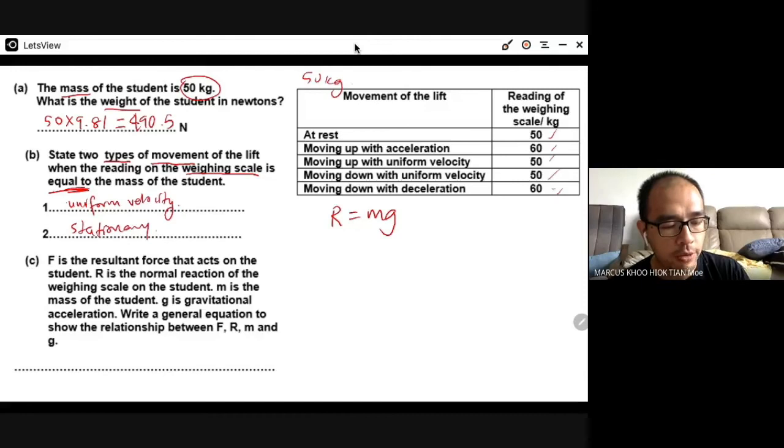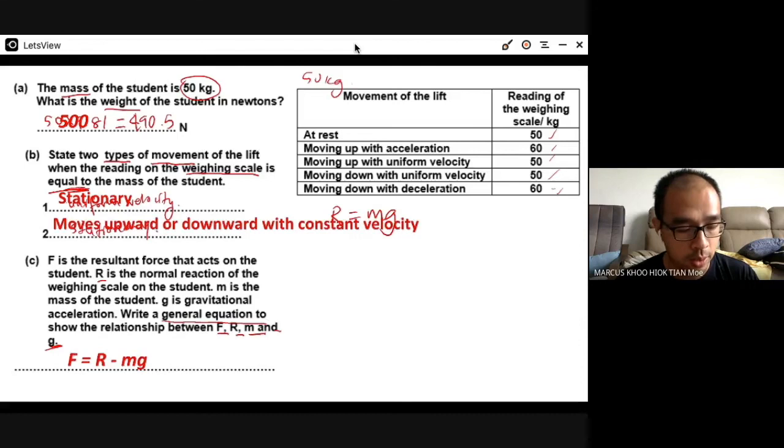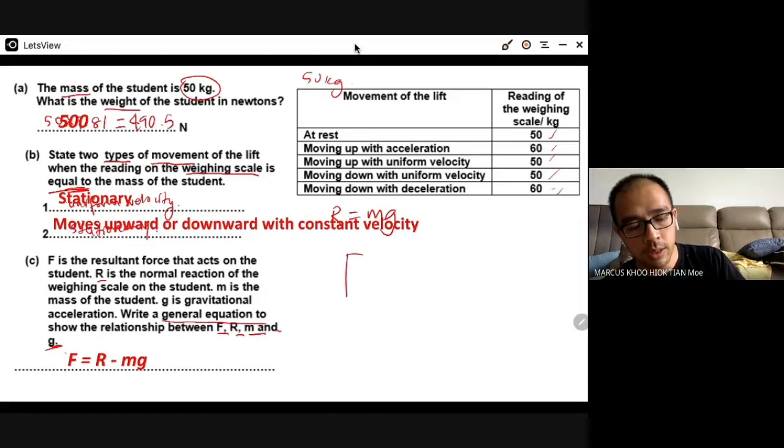Okay, F is the resultant force that acts on the student. R is the normal reaction of the weighing scale on the student. G is the gravitational acceleration. Okay, write a general equation to show the relationship between F, R, m, and g. They did not give this equation. It's okay. Okay, F equals R minus mg, because if it goes down it is mg, and up is R.